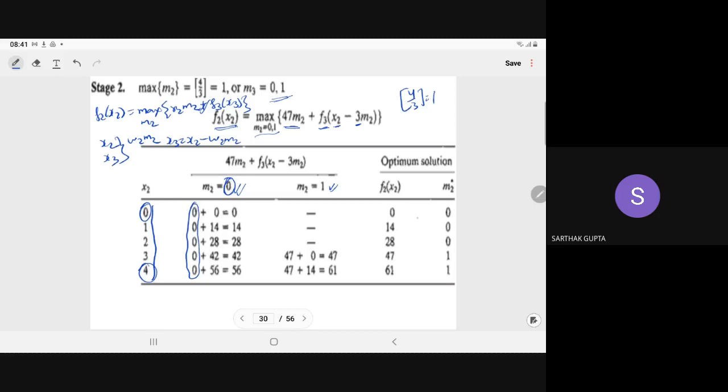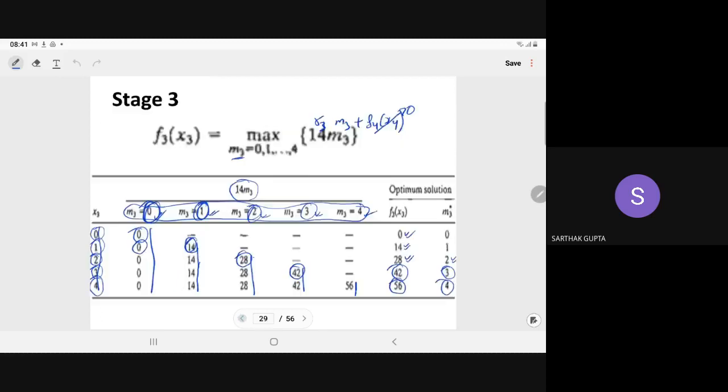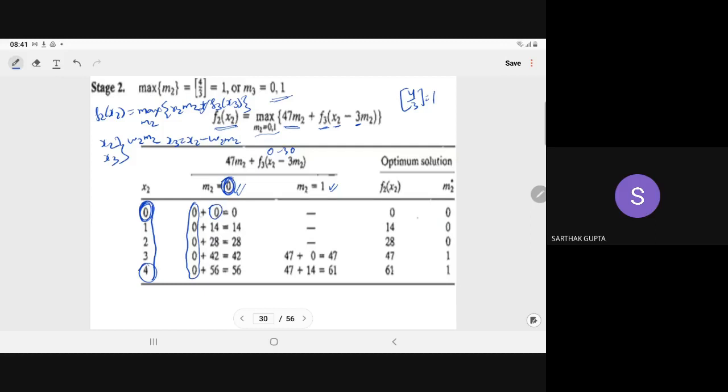Now please listen carefully. If X2 is 0 and M2 is 0, first row, first column, so here you put 0 minus 3 into 0. So it will become F3 of 0. F3 of 0 in the previous table is 0. So here we have written the 0.